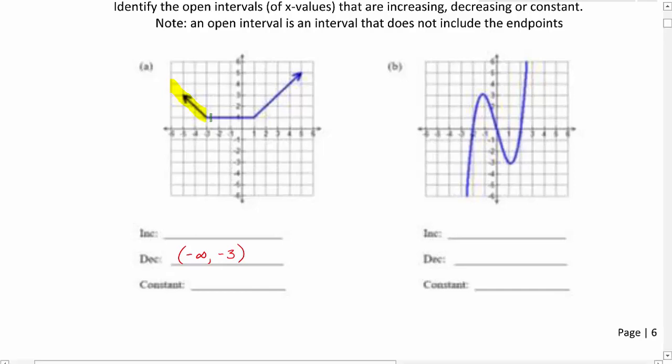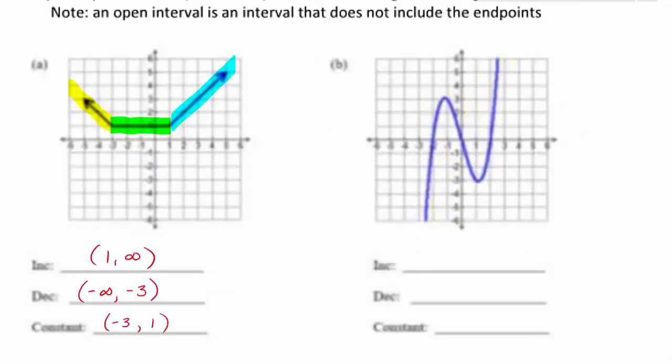The next portion of the graph, totally flat. It's horizontal. That portion is constant. So our constant interval is going to run from -3 to +1. And then the last part of our graph, it's going up from left to right, so that's increasing. Our interval that we're increasing is 1 to infinity. I frequently like to highlight the different portions just to make sure that I've hit everything.